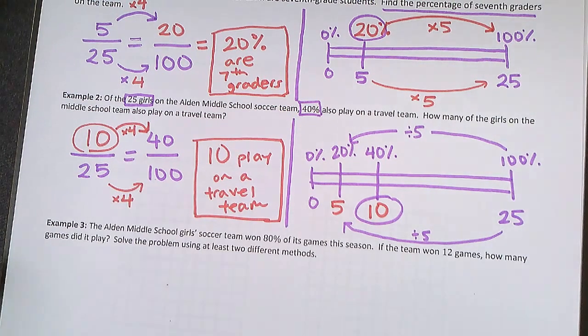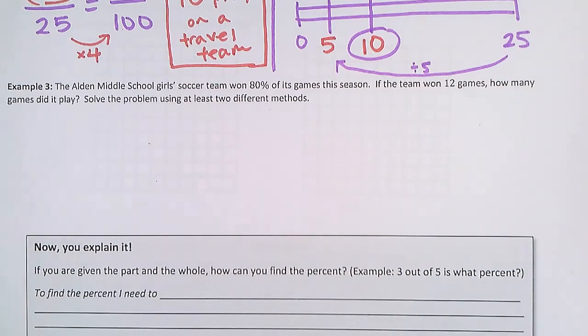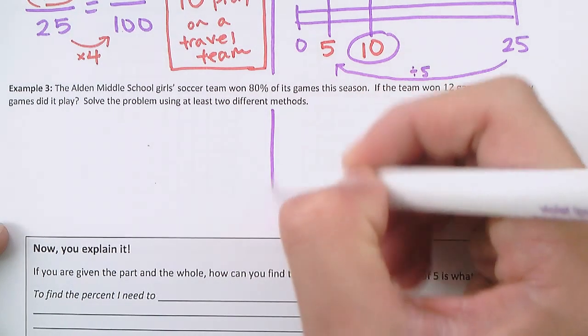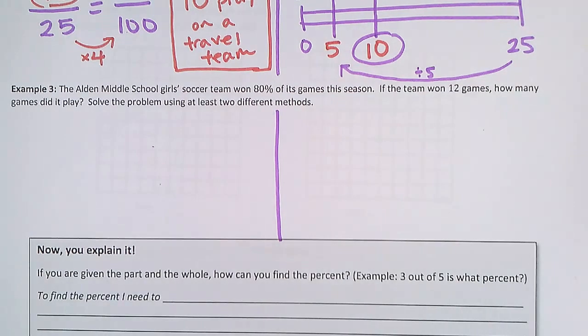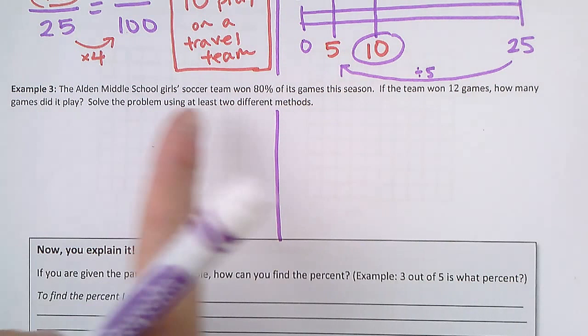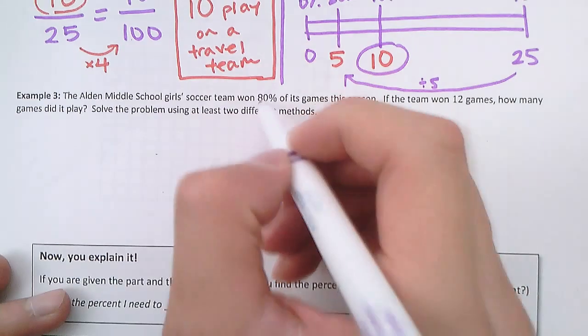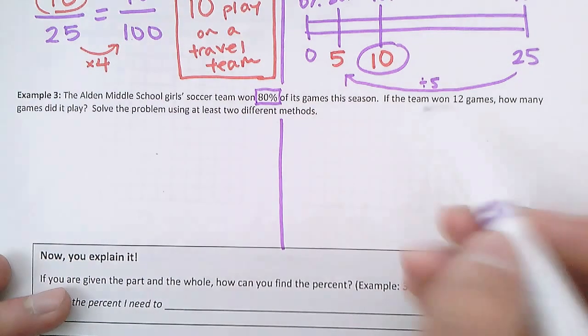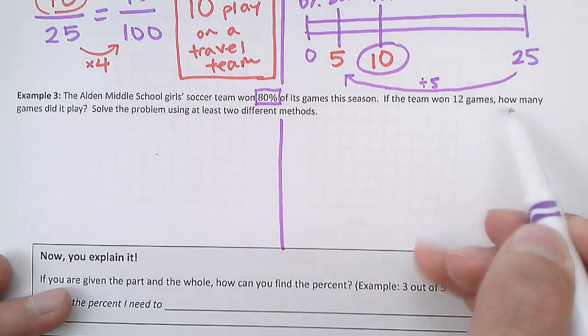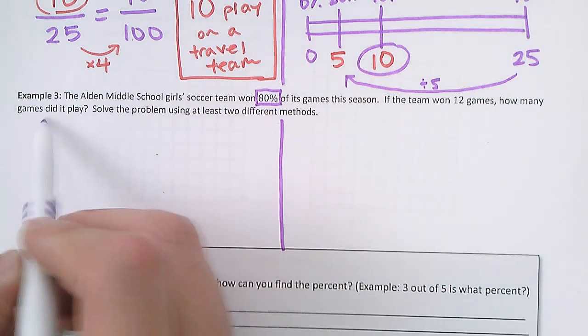All right, last one. Sorry, this video is a little bit longer than they normally will be. Let's check out example 3. We're going to solve this both methods. Draw a line going down the middle. The Alden Middle School girls soccer team won 80% of its games this season. Okay, so they're giving us the percent. If the team won 12 games, how many games did it play?